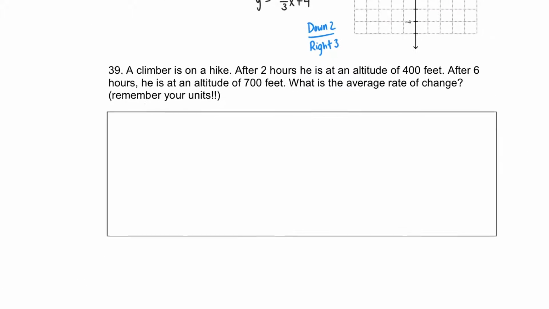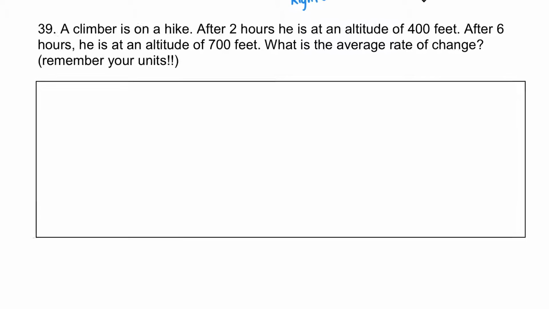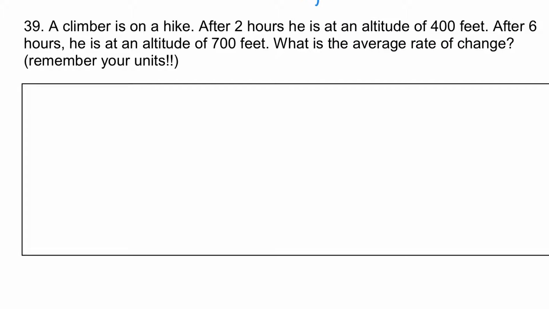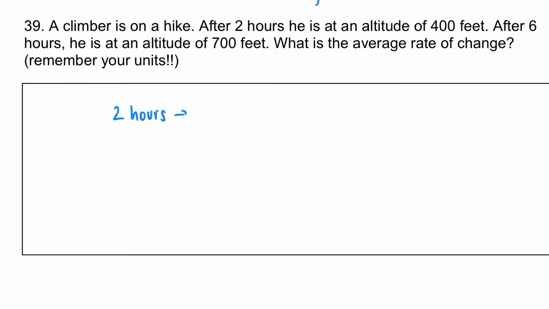All right, 39. A climber is on a hike. After 2 hours, he is at an altitude of 400 feet. After 6 hours, he is at an altitude of 700 feet. What is the average rate of change? Average rate of change is really just another way of saying speed or how quickly you're moving. So what you want to do here is say, okay, at 2 hours we were at 400 feet, and at 6 hours we were at 700 feet.